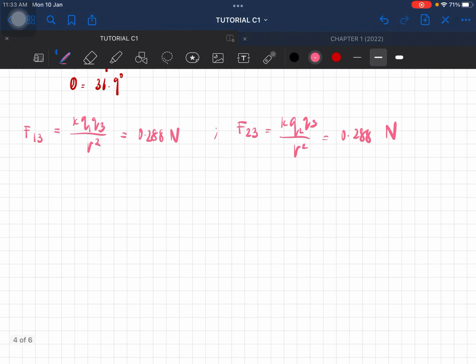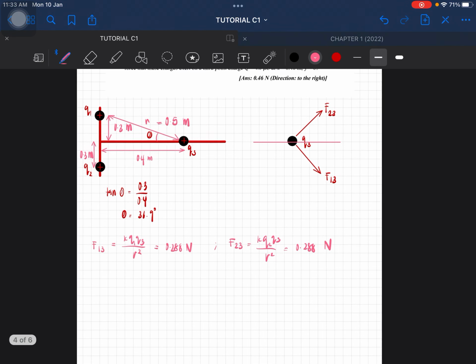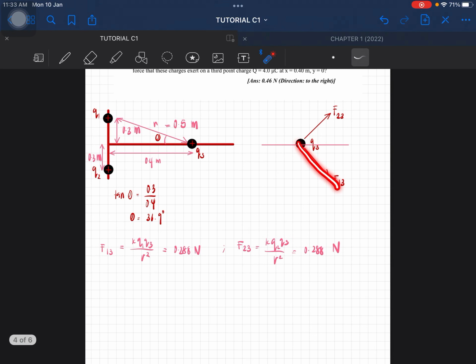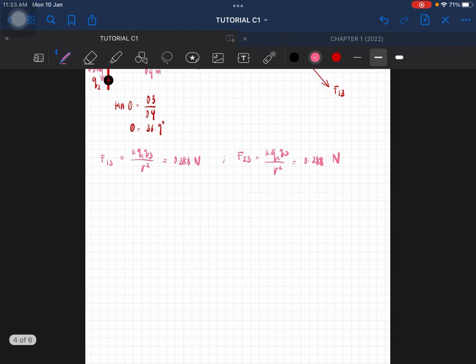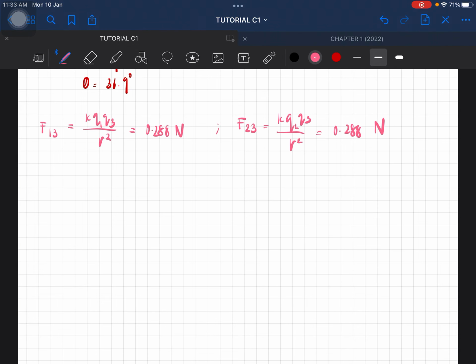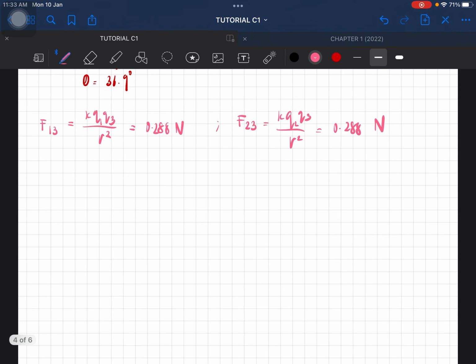Okay, all right, so since you have the values already, now if the forces are only on the x-axis, then we don't need to resolve them. But since there are 2 components acting for this electrostatic force, we have to resolve them into x and y components.